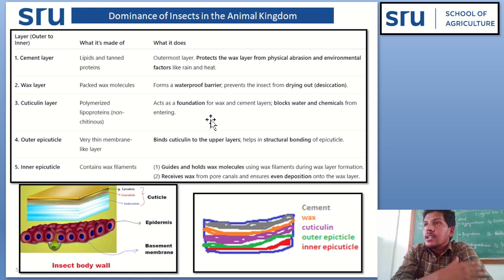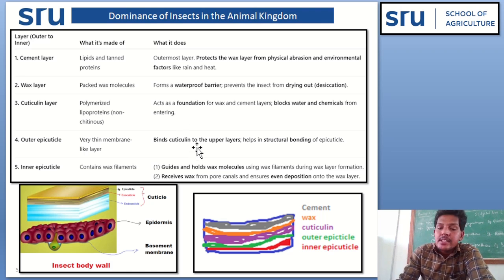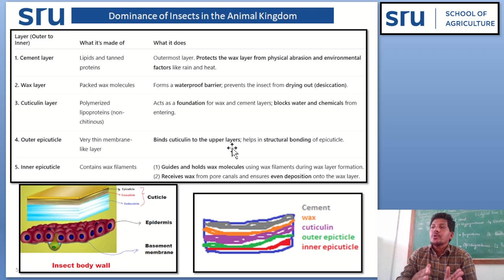Sometimes we are spraying insecticide, so these do not directly enter into the insect body due to the presence of this cuticulin layer. Next, the outer epicuticle. This is a very thin, membrane-like layer. It binds the cuticulin to the upper layers. The role of the outer epicuticle is binding. It keeps all the layers bound together.